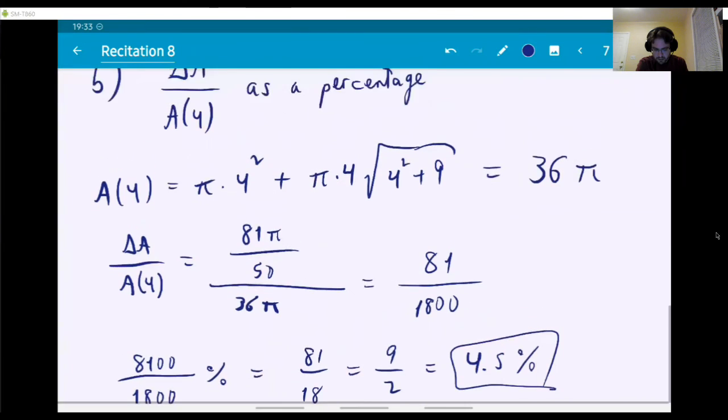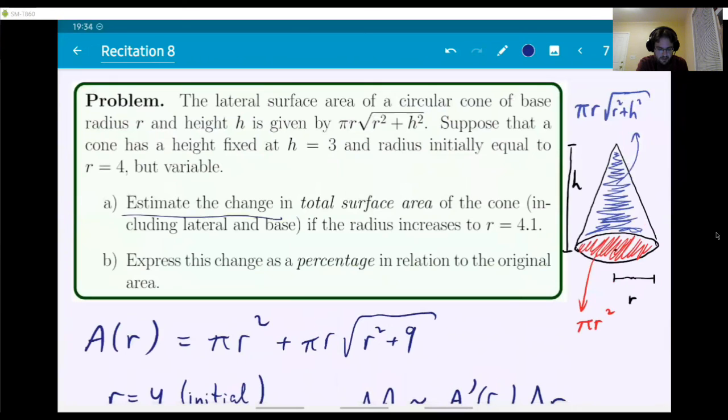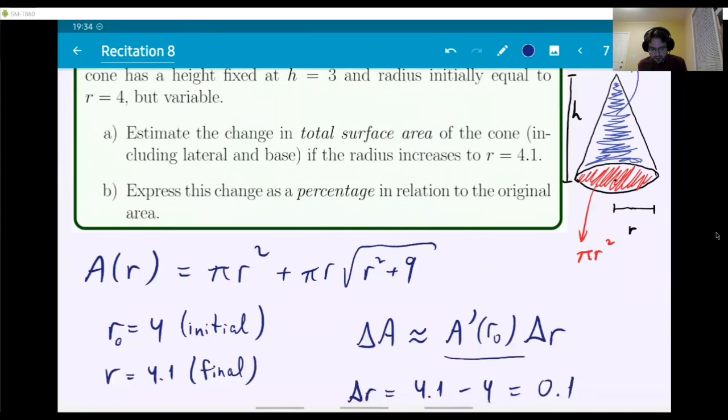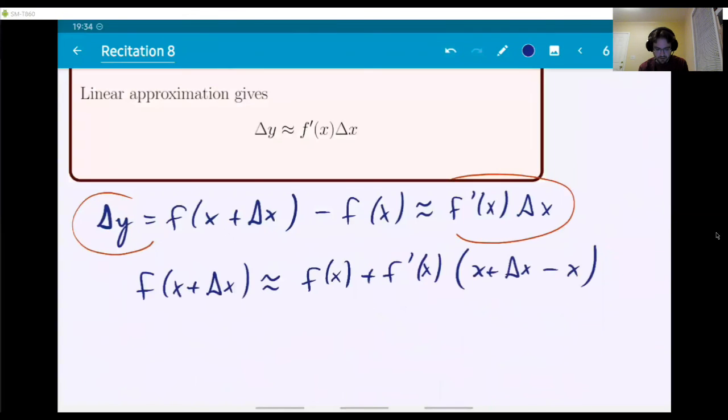So just be aware that problems will many times ask you not only to estimate the change, but then also find that as a percentage. And also be aware that what we have used in this particular problem is this formulation of the linear approximation formula. The variation in the function compared to the variation in its variable is given by the derivative at the base value of the variable. So going back to the previous slide, it's basically this.